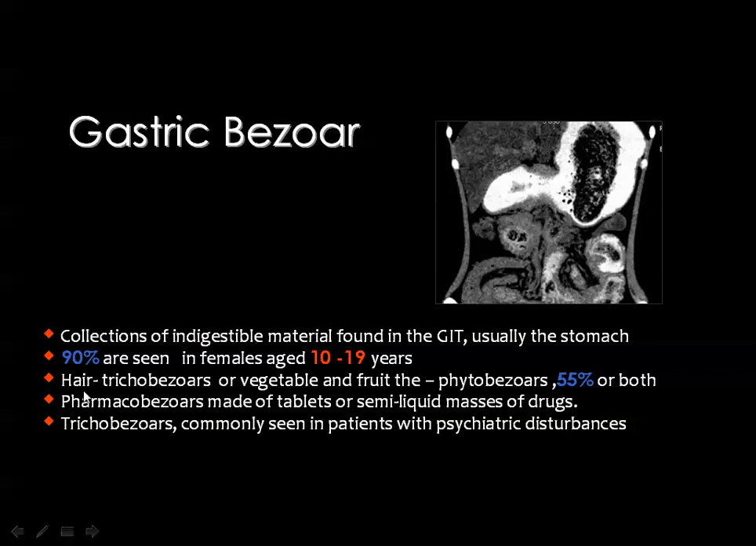Here, if the bezoar is made of hair, then it's called trichobezoar. Vegetables and fruits make a phytobezoar. Medications make a pharmacobezoar, which is made of tablets or semi-liquid masses of drugs. The most common type of gastric bezoar is that made of hair, and you know that hair is indigestible, and some of the mentally defective patients may swallow a large amount of hair, which may accumulate and block the stomach.